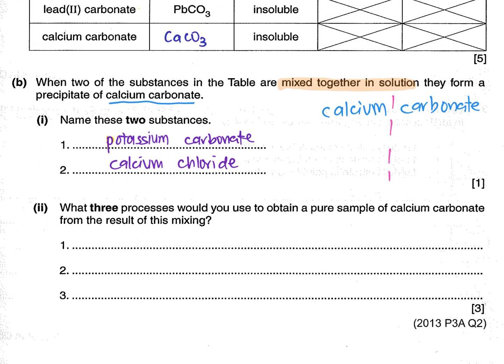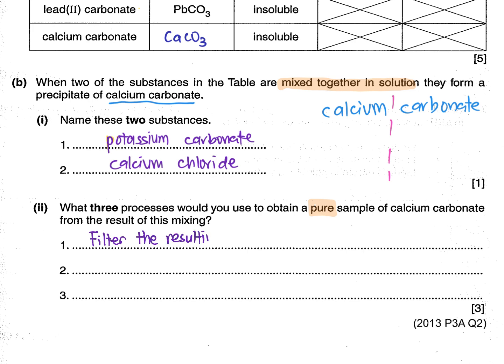Then if you look at your part 2, they ask you to write down the 3 processes in order to obtain a pure sample. So you're looking at a pure sample of your calcium carbonate as a result of the mixing. The first thing you do, filter. After you mix your chemicals together, you get your precipitate. The next thing I need you to do is filter. So step number 1, you filter the resulting mixture.